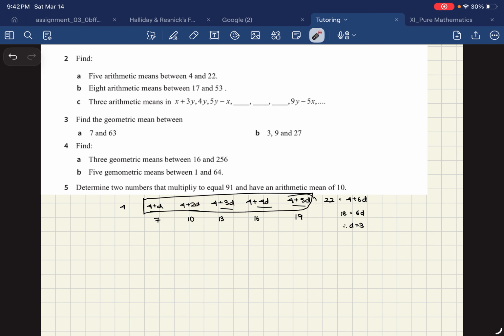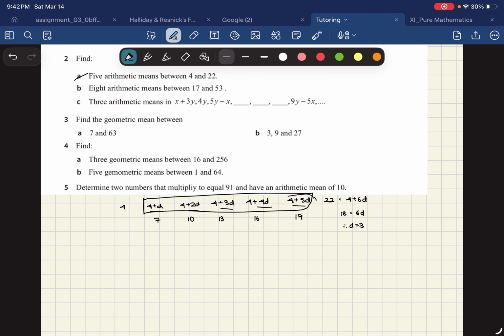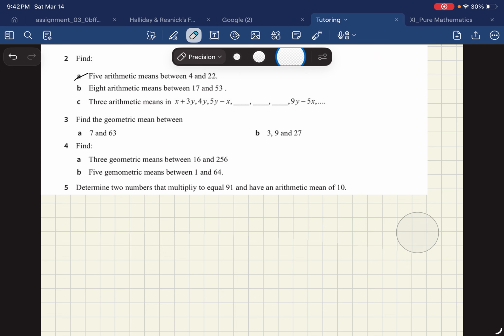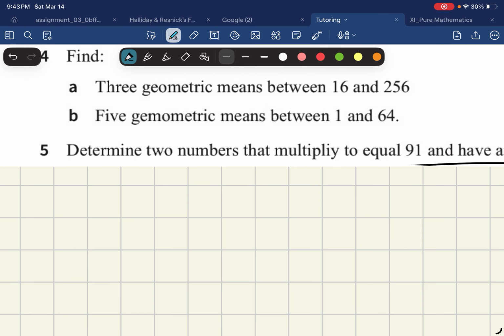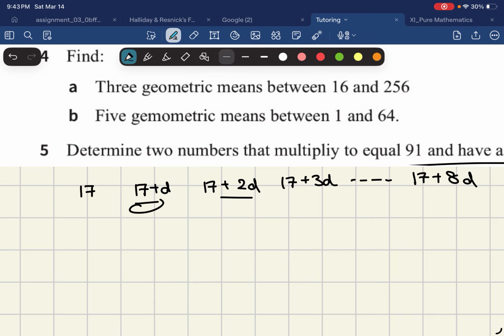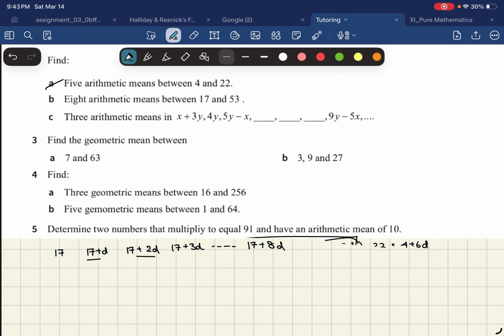Alright, so you want to use the idea of sequences again, and basically you want to calculate d and then get the arithmetic means. So now it's the same thing, but it asks us for 8 arithmetic means between 17 and 53. So I have 17, 17 plus common difference, 17 plus 2d, 17 plus 3d, on and on, 17 plus 8d, because I want 8 of these. And then finally, I have 53.